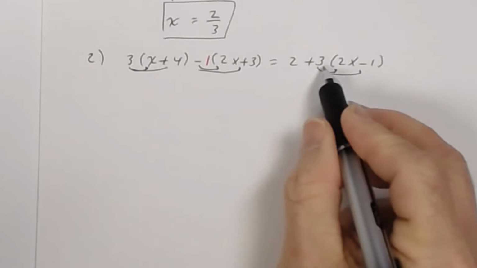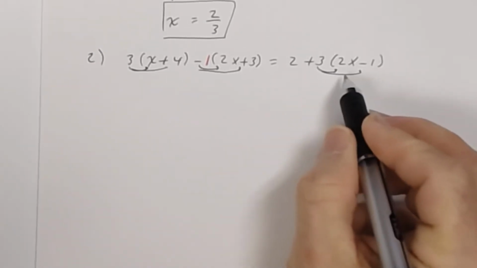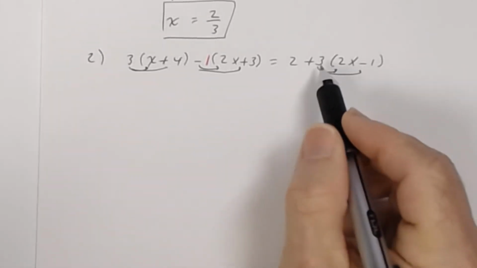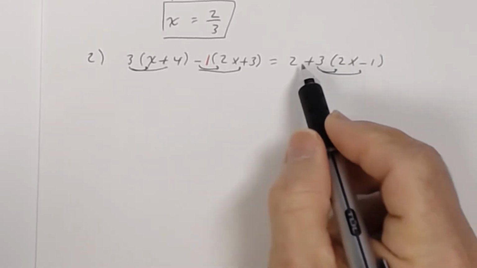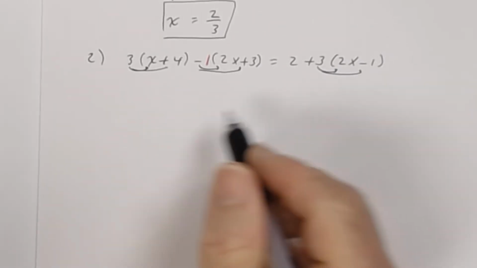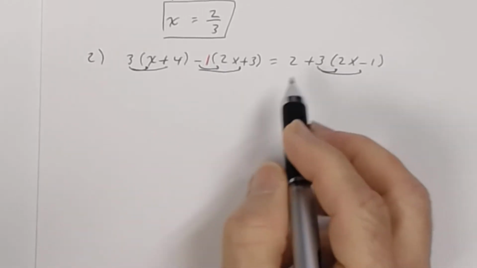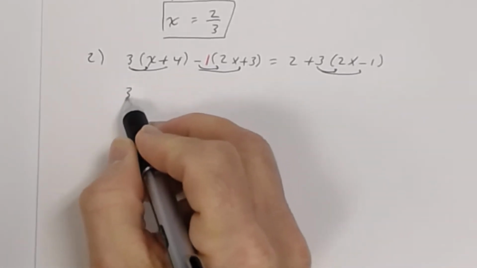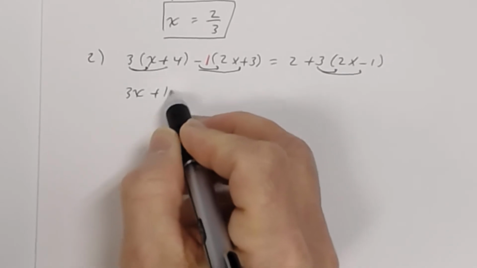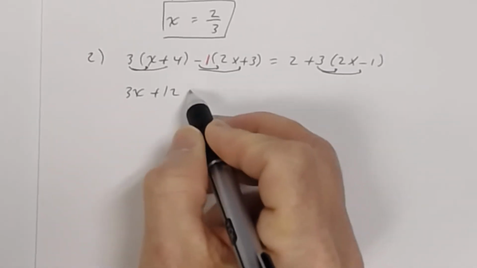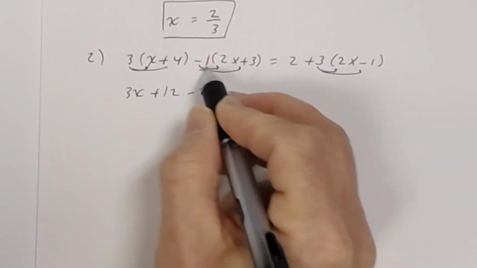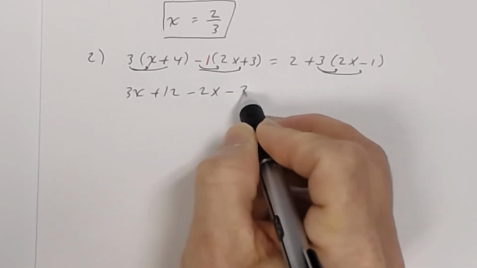Okay, don't say 2 plus 3 is 5 and distribute a 5, thinking that's not correct there. Remember, you got to do multiplication before you do addition. Okay, so I'm going to use the distributive property 3 times in my first step. So 3 times x is 3x. 3 times 4 is 12. A -1 times 2x is a -2x. A -1 times a +3 is a -3.